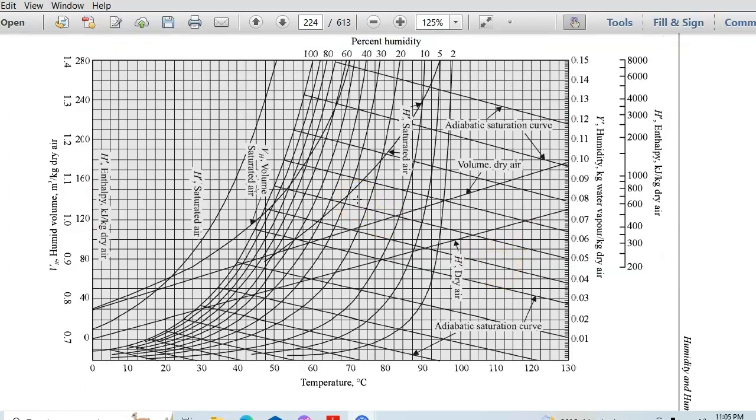This is the psychrometric chart. This is only for pressure equal to 180 m. For pressure above or below 180 m, these charts are not referred. On the psychrometric chart, the top side is percentage humidity, and on the left is humidity Y dash, absolute humidity in kilogram water vapor per kilogram dry air, and VH, volume in meter cube per kilogram dry air, and temperature in degrees Celsius on the x-axis.